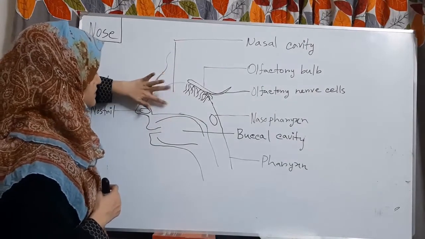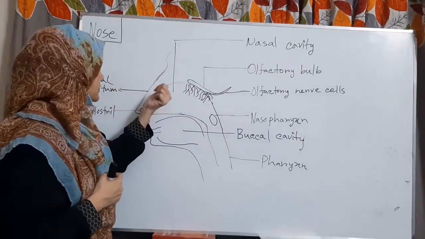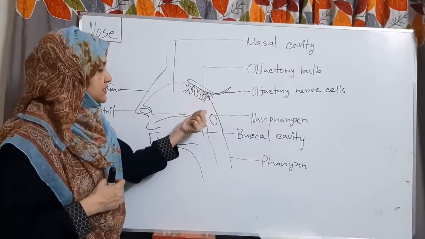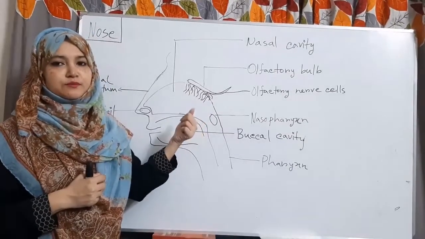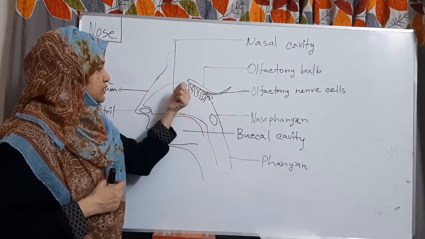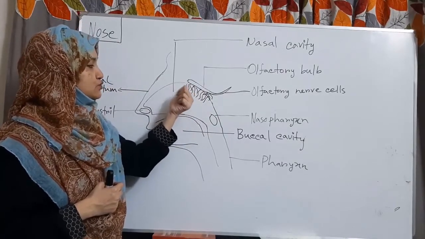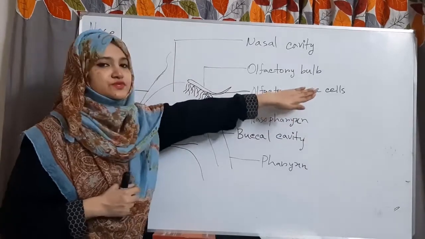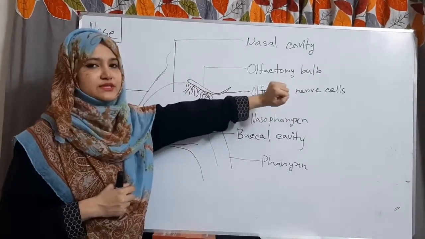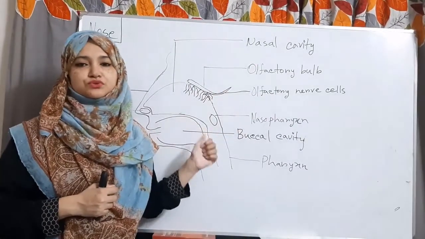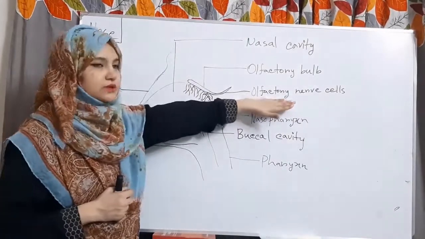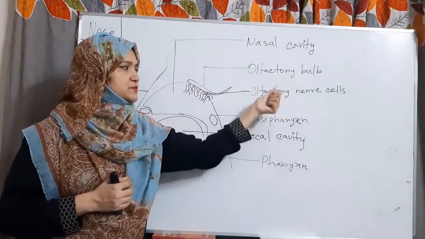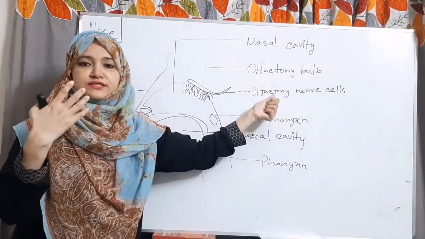The front side is lined with hairs, and the posterior side, the hinder part, is lined with a mucous membrane. The roof of the nasal cavity is lined with olfactory nerve cells, that means smell nerve cells. Olfactory means related to the sense of smell. These nerve cells are responsible for detecting any type of smell.